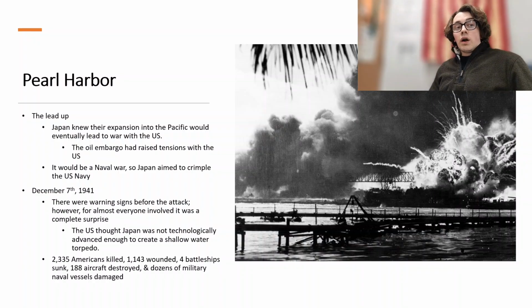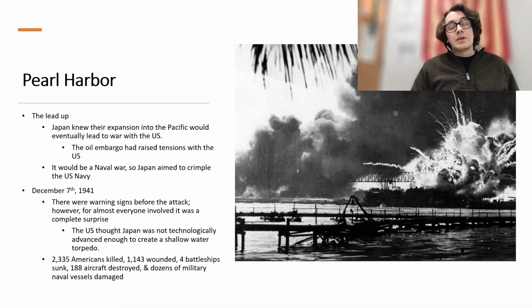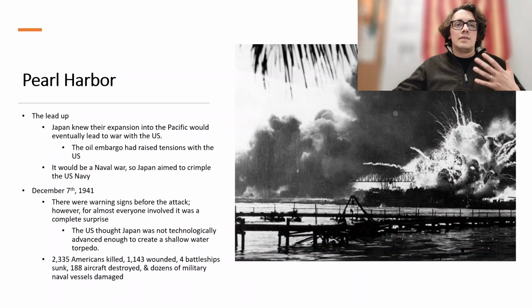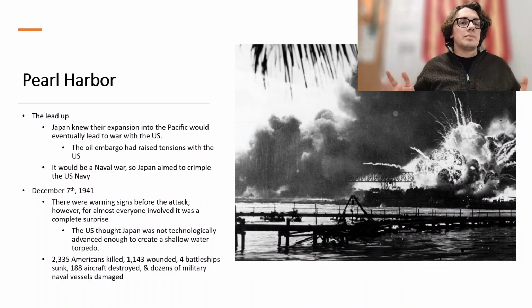Ultimately, it's going to be a naval war. It's going to be on the high seas. So December 7th, 1941, there are signs beforehand that there is going to be a Japanese attack. However, everybody kind of assumes Japan isn't technologically advanced enough to attack Pearl Harbor. Pearl Harbor is a shallow water harbor. There's no way that Japan is capable of making a shallow water torpedo. They come up with it though, and they use a very ingenious way. They actually put wood on the thing so it floats.